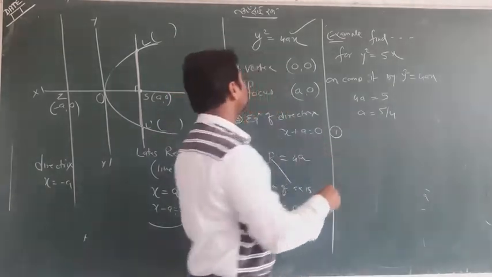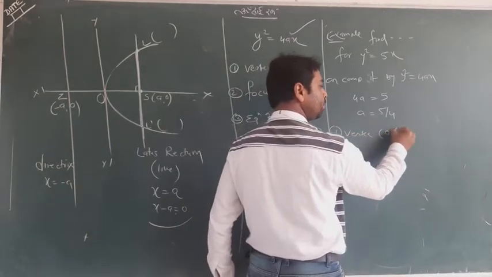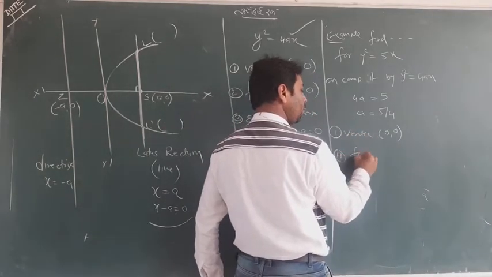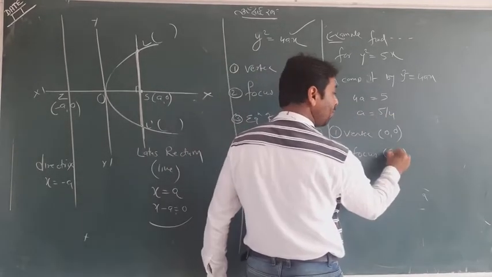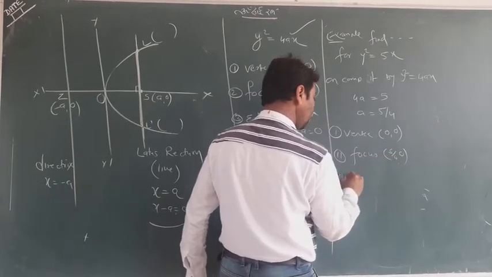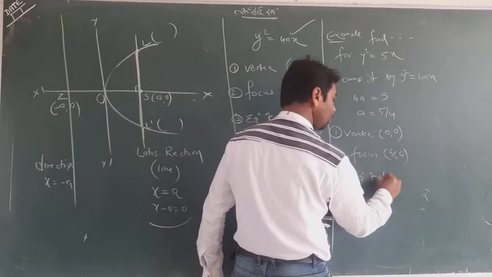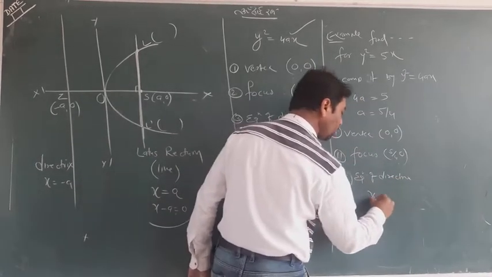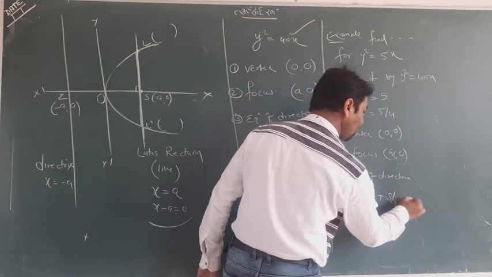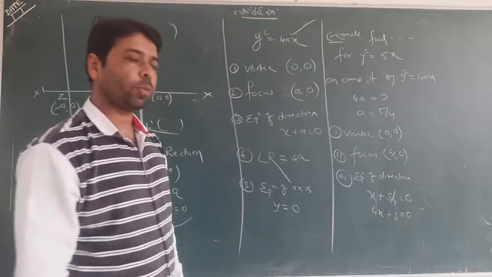Now first answer, the vertex. The vertex is as usual the same. Second, the focus. The focus will be (a, 0), so what is a? It is (5 by 4, 0). Third, what is the equation of the directrix? Know it: it is x plus a equals 0. So x plus 5 by 4 equals 0, and 4x plus 5 equals 0. This is the answer, the equation of the directrix.